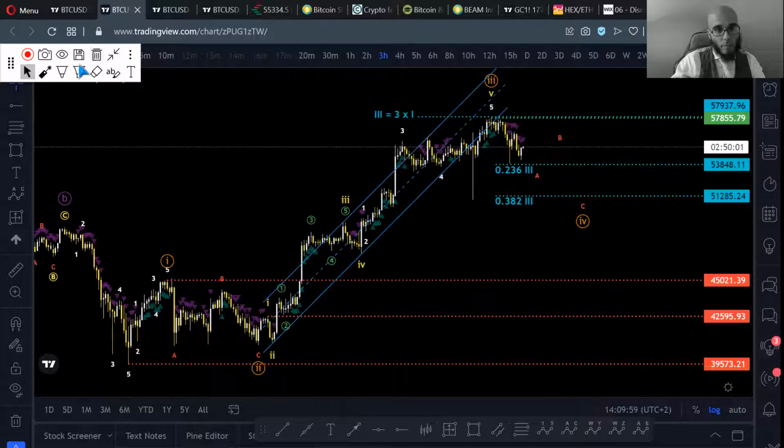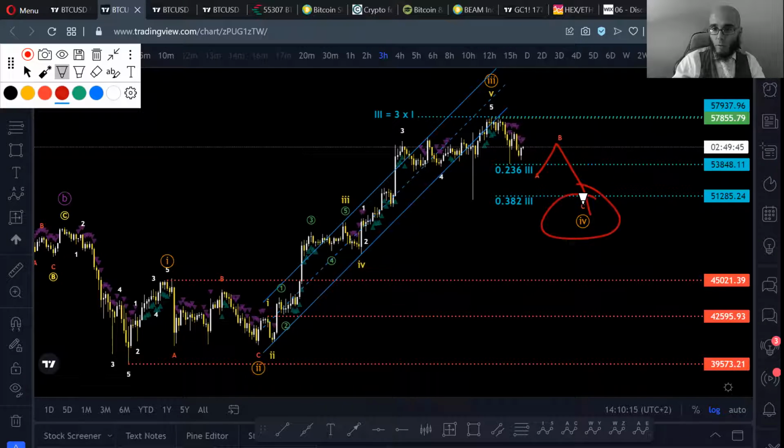And as I told you, I'm waiting for wave B to accomplish and then wave C down. Wave A is probably still in progress. And I'm waiting for wave B to accomplish and wave C down. That would be the wave C of 4. And once that's done, I'm expecting higher prices for wave 5.